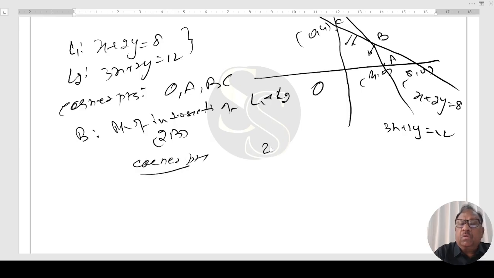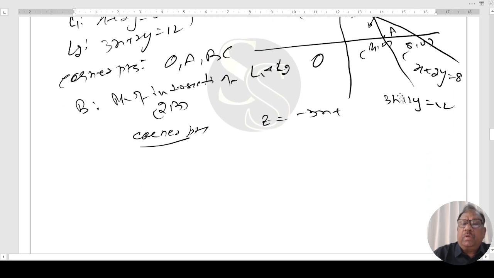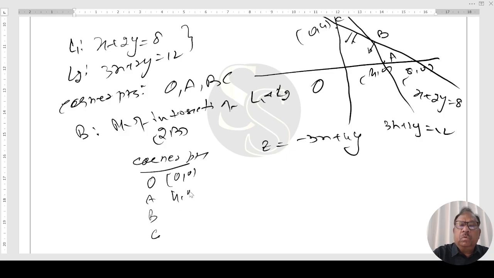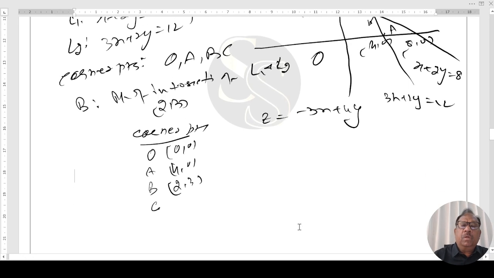to minimize z equal to given minus 3x plus 4y. Now to make the calculation में corner points हो गए O A B C: 0 0, 4 0, 2 3 and 0 4.